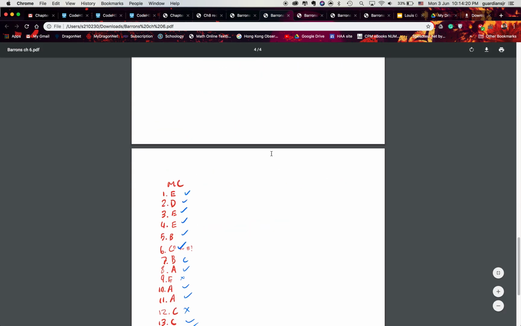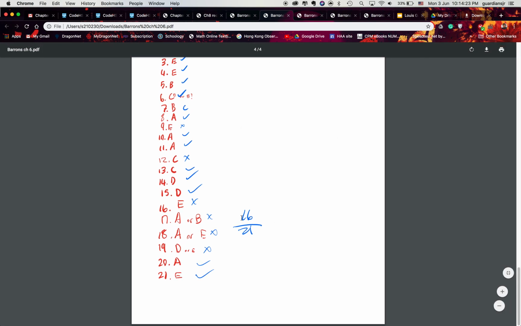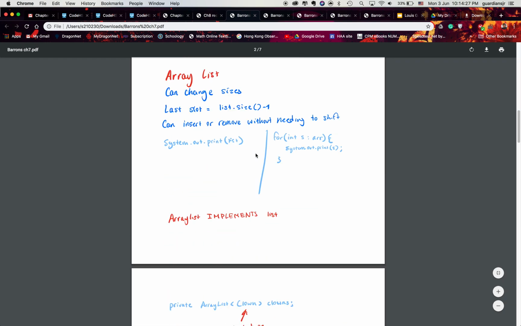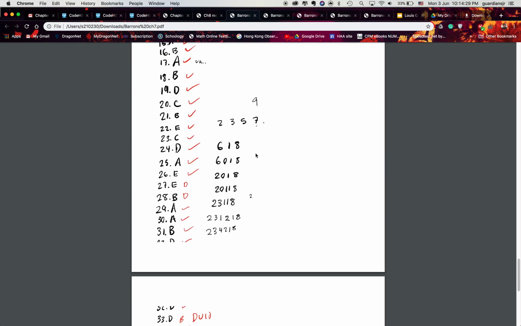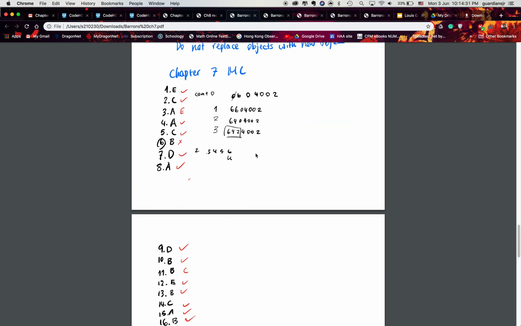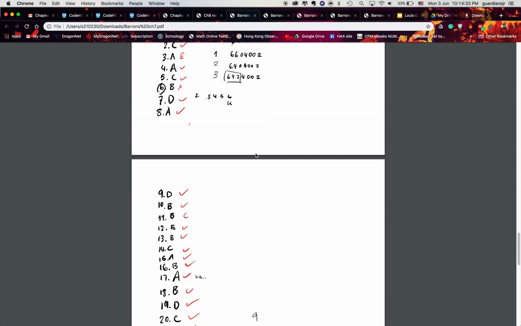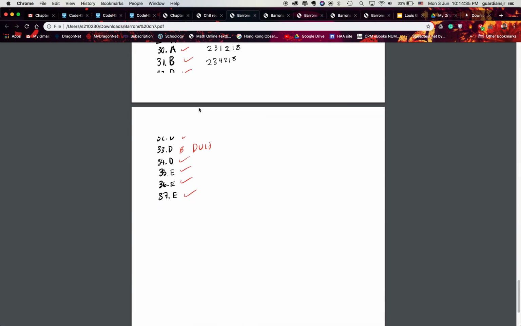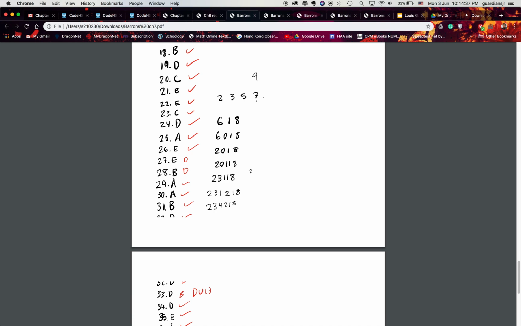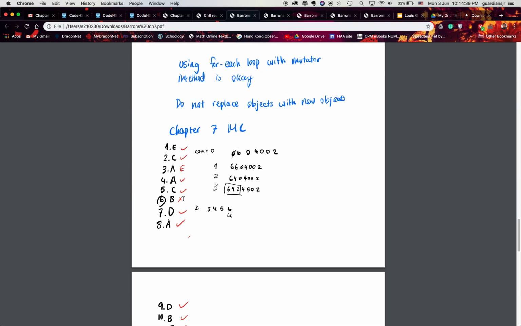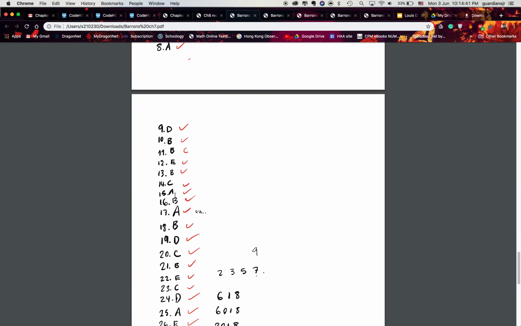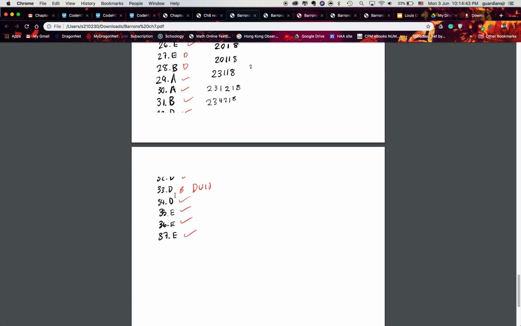And so just even more note takings on each chapter. 16 out of 21. This was, oh, I didn't mark it how much, but one, two, three, four, five. So like five wrong out of 37.